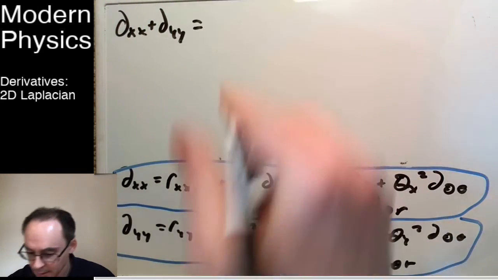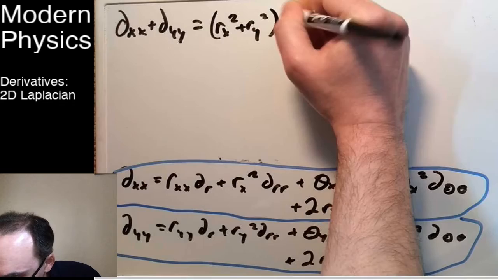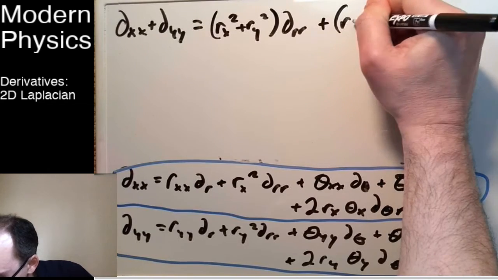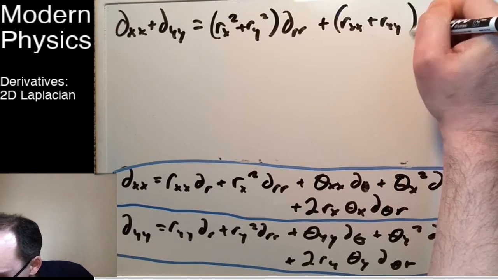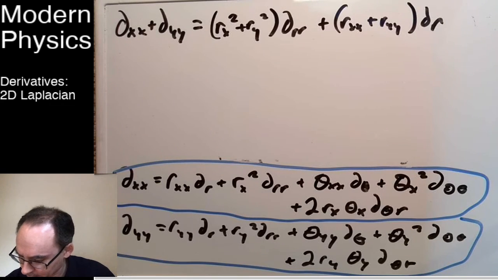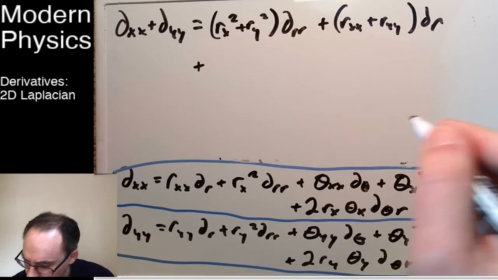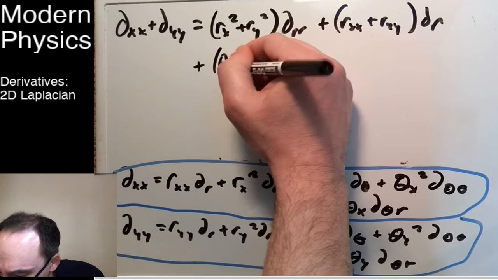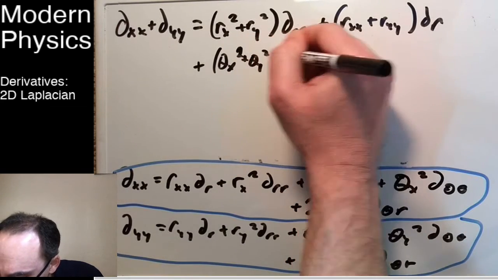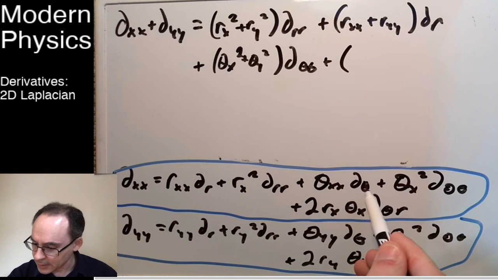What I'm finding, I have rx squared plus ry squared partial rr. Then I'll do the partial r term, plus rxx plus ryy partial r. Then let's do the theta terms plus, and again I can write them as similar. So I have a theta theta term, and then I'll do the single derivative with respect to theta.